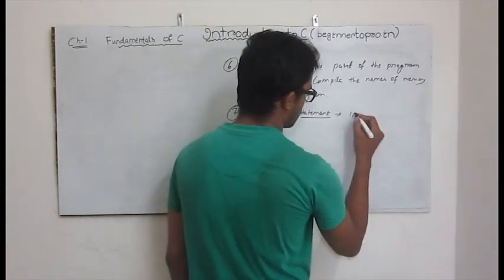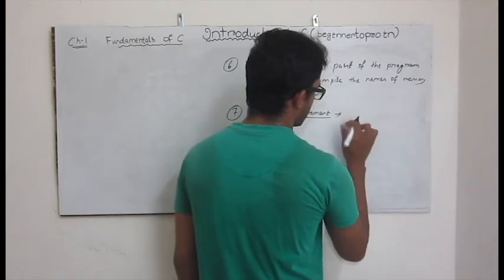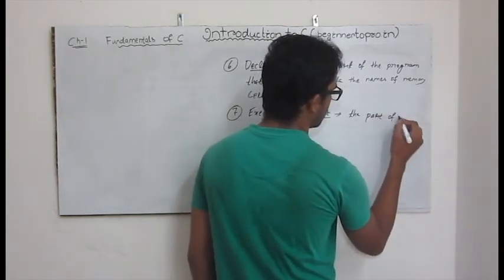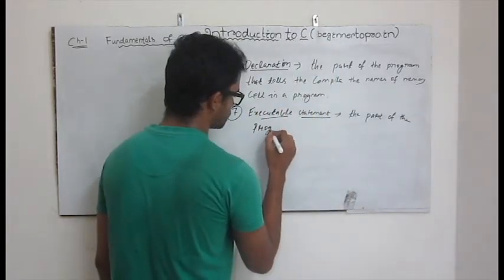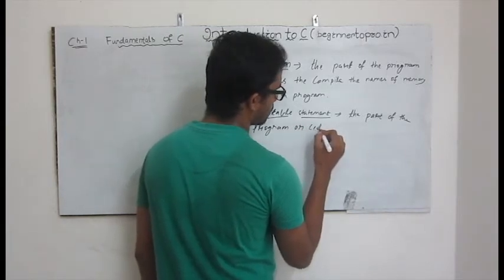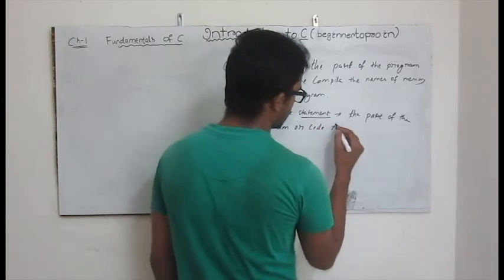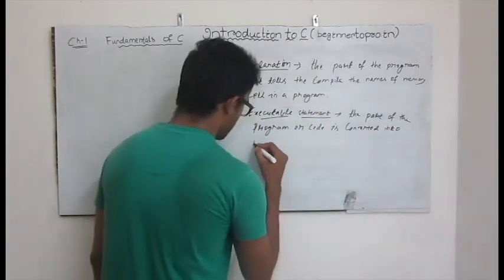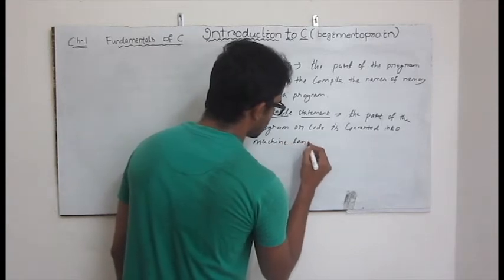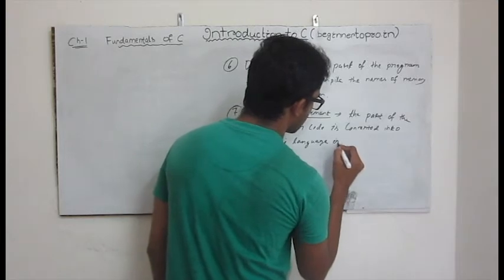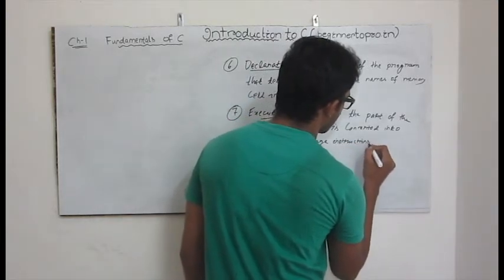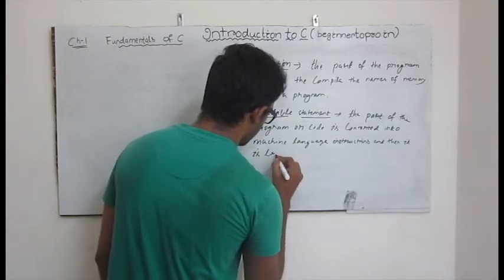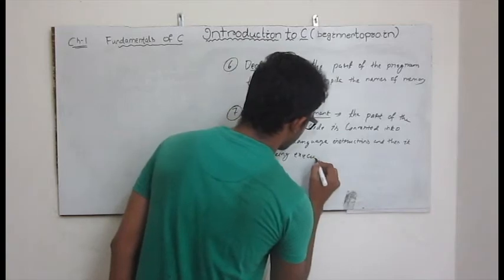So the executable statement is the part of the program or code that is converted into machine language instructions, and then it is being executed.